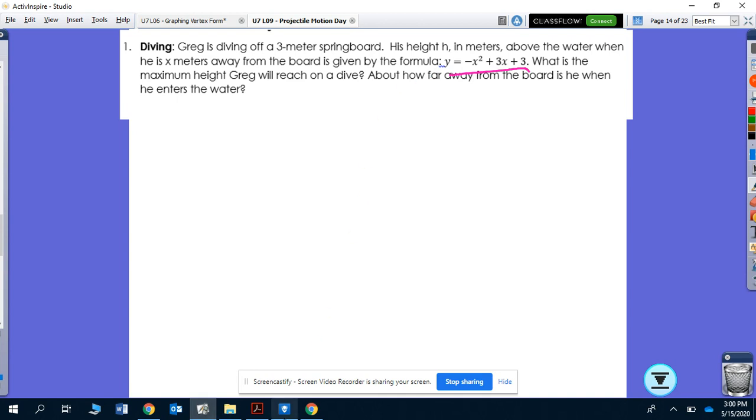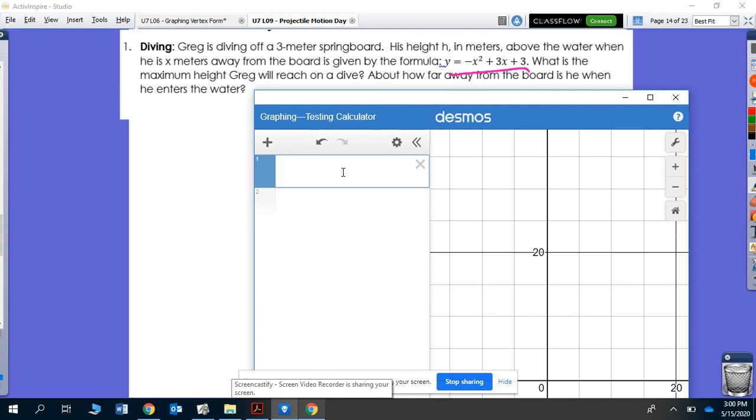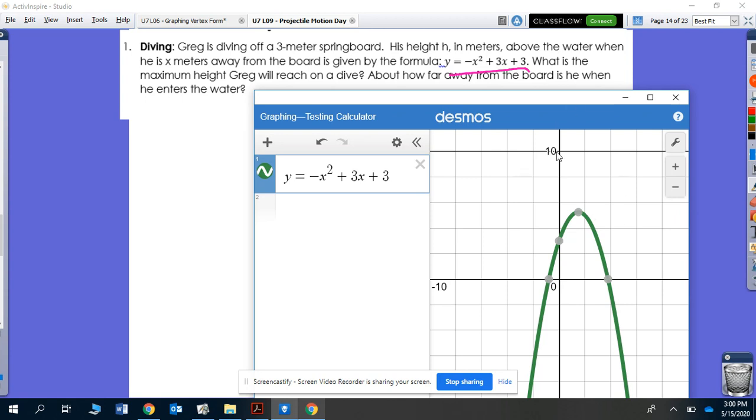Well, we could try and use our hand methods. We could use our factoring or quadratic formula. But the truth is that we can simply just visualize this using Desmos. So negative x squared, we're typing it in, plus 3x plus 3, right? So I'm going to click my home button here so I can kind of zoom back in. And you can see, here's Greg jumping off the diving board, right? He achieves his maximum height, and then he comes all the way back down, and that's actually where he hits the water. So you actually just found your answer.